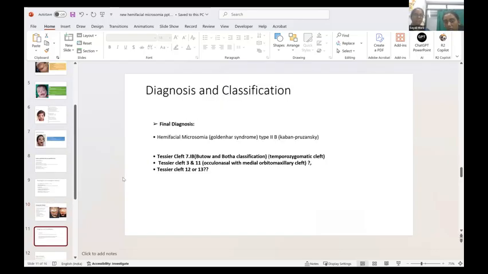So for this patient, the diagnosis that we would like to give is hemifacial microsomia, Goldenhar syndrome, type 2B as per Kaban's-Pruzansky classification. Tessier cleft 7.1B according to Botto's and Botha's classification, since there is a temporozygomatic cleft. Tessier cleft 3 and 11 for the oculonasal and medial orbitomaxillary cleft. And Tessier cleft 13, the soft tissue clefting that is present on the left side.